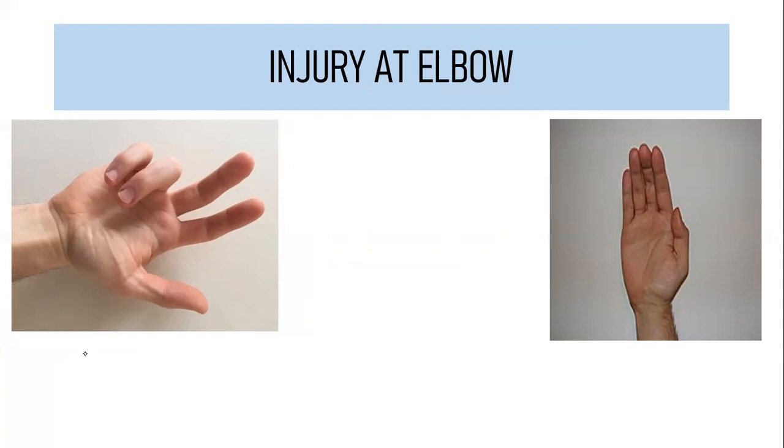Yes, what are the functions? The median nerve at the cubital fossa is going to supply all the flexor muscles, which is going to cause flexion of the wrist. So what happens? There is no loss of wrist flexion. In turn, the wrist flexion becomes weak.